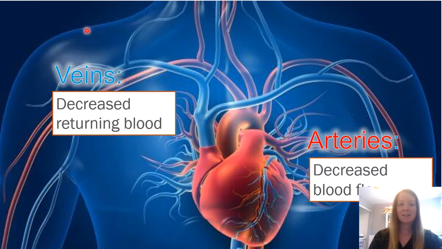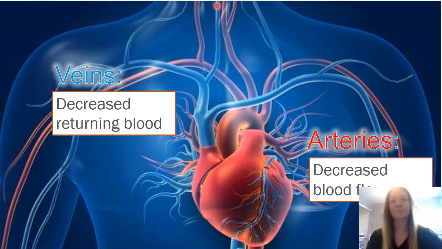Looking at the venous side, which is right here, the decreased vasomotor tone causes a decrease in the amount of blood returning to the right side of the heart from the body circulation. Now let's look at the arterial side, right there. Now we have a decreased blood flow because we had an increase in our unstressed volume, also known as a decrease in our stressed volume, and because we also have a decrease in our vasomotor tone.